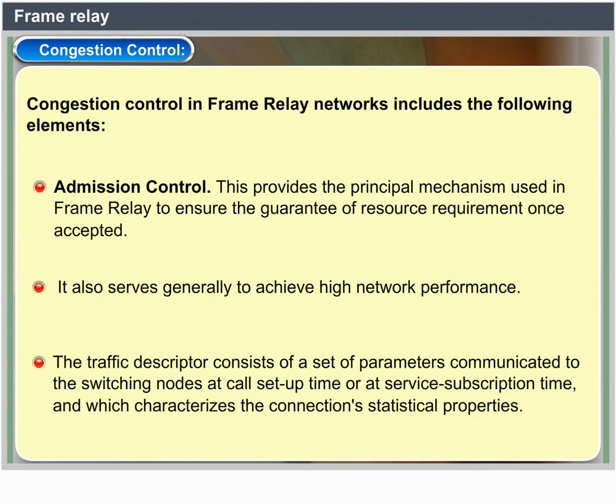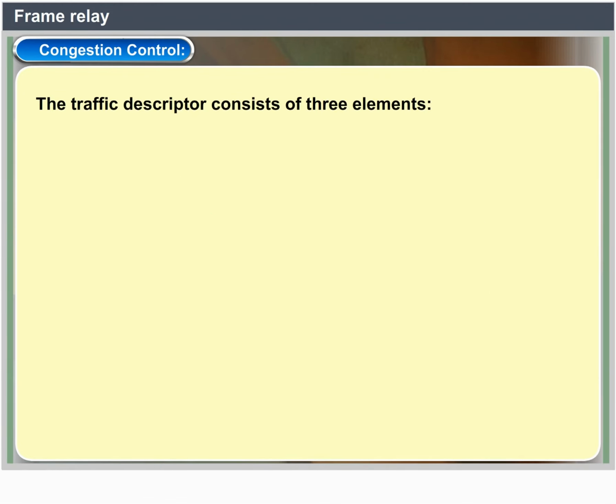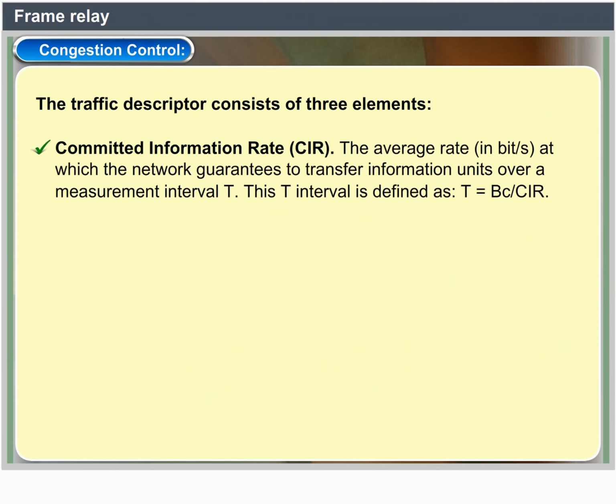The traffic descriptor consists of three elements. Committed information rate or CIR, the average rate in bits per second at which the network guarantees to transfer information units over a measurement interval T. This T interval is defined as T equals BC divided by CIR.